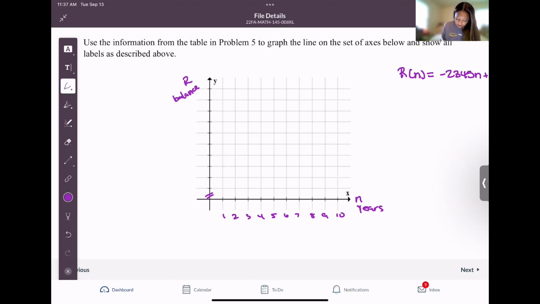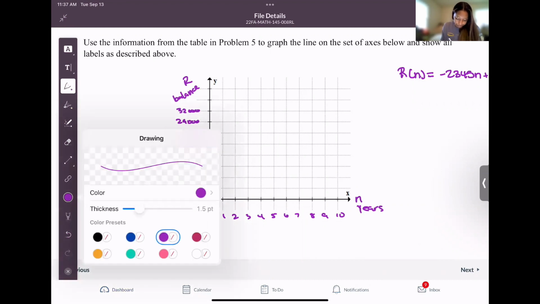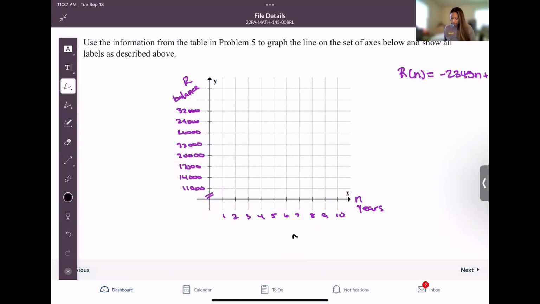All right, we need to at least have 11,000 down here. We need to get all the way up to 30,000. So let's do the best we can, or 32,000. I'm going to go up by 3,000. That should work. So 11, 14, 17, 20,000, 23,000, 26,000, 29,000, 32,000. And again, if you label this slightly differently, that's okay. It could still work. All right, plotting our points.